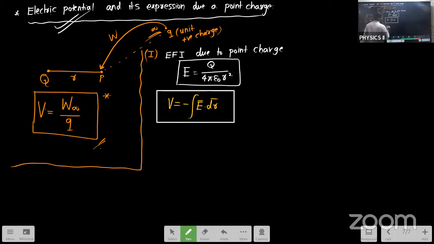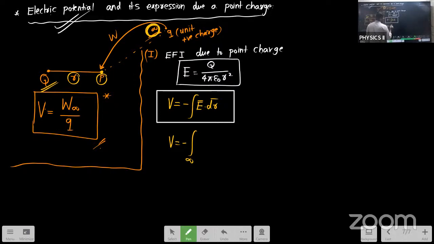So let us substitute this value. V is equal to minus integration. From which position are we bringing this charge? We are bringing this charge from infinite position. To which position? To a particular point P, which is at a distance of R from a charge capital Q.